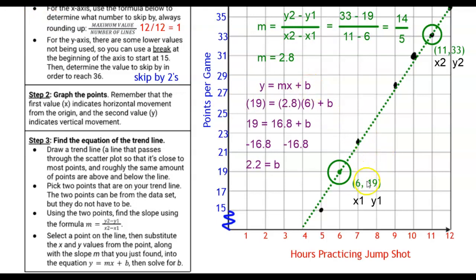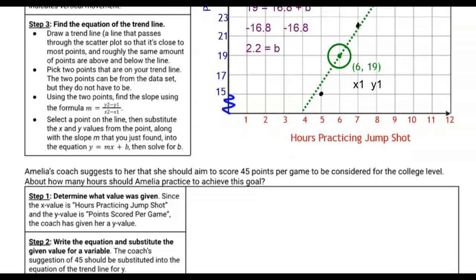I took the point 6,19, and I just picked it because the numbers were a little bit smaller, and substituted it into the x and y respectively. My m is 2.8, and then I simplified and solved. 2.8 times 6 is 16.8, and then subtracting 16.8 from both sides, I solve for b, which is 2.2. Now I have my equation, y equals 2.8, that's the slope, times x plus 2.2, that's the y-intercept. So there's my slope and y-intercept.